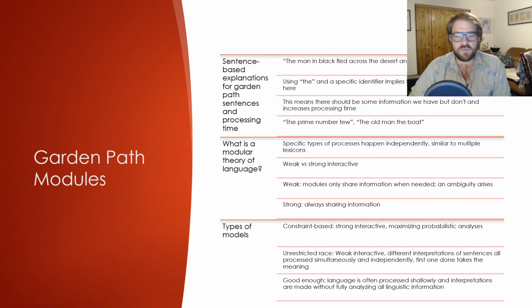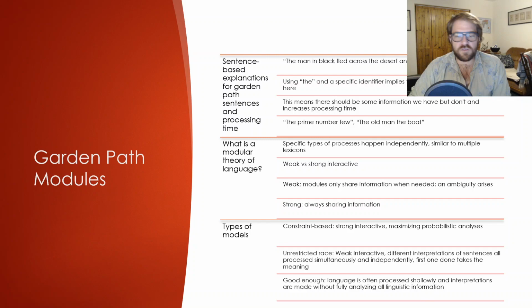A strong interactive modular theory of language is going to imply that all these modules are always sharing information. They're working together and things are being shared all the time. And we can have different types of these models too. So we can have a constraint-based model. This would be a strong interactive type of model, and what's going on here is it's maximizing probability. So remember, we talked about how things can be more probable. And again, garden path sentences. Why is something going to be a garden path sentence? Because it's more probable.